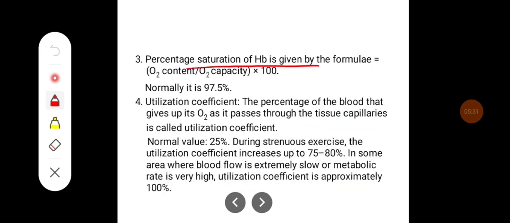The percentage of saturation of hemoglobin can be given by the formula oxygen content divided by oxygen capacity into 100. Normally it is around 97.5%.